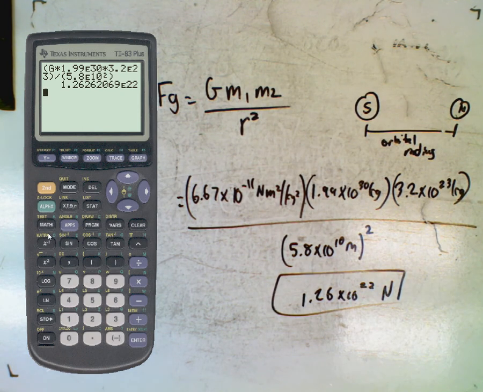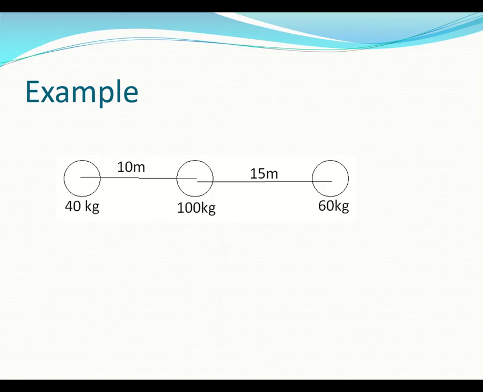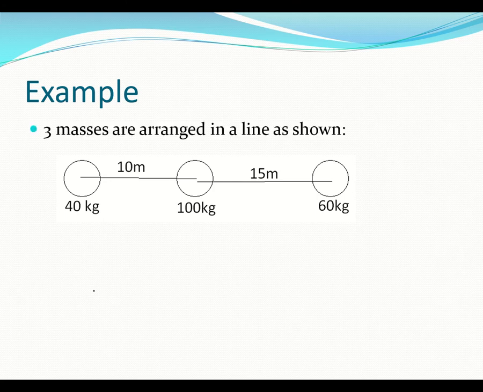Okay, so all that we got from data in our data booklet. So you've got to know how to use that. Okay, so this is another type of example that we can see. Three masses are arranged in a line as shown. So draw a free body diagram of the forces acting on the 100 kilogram mass.